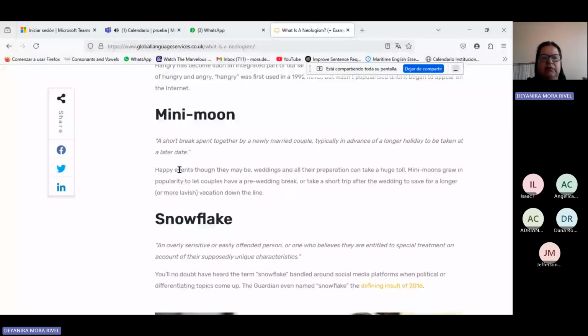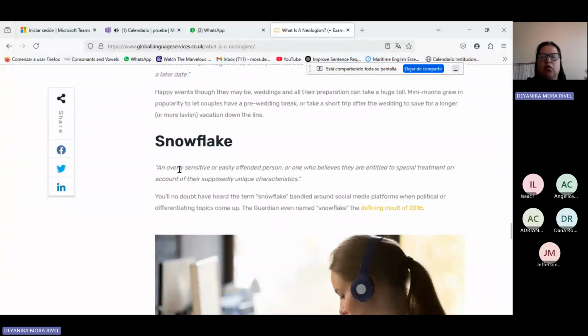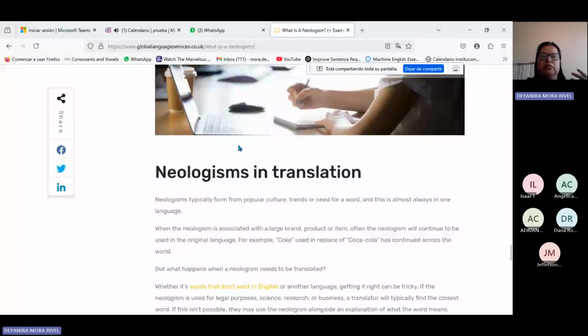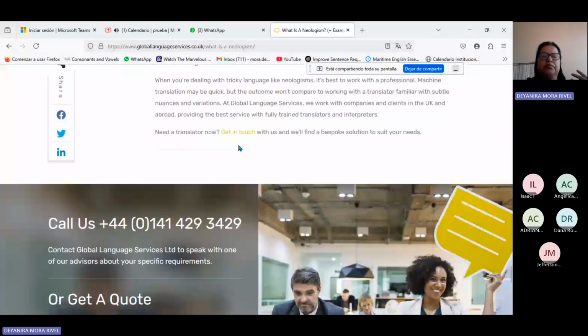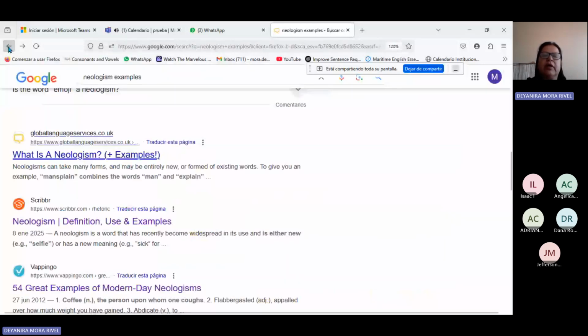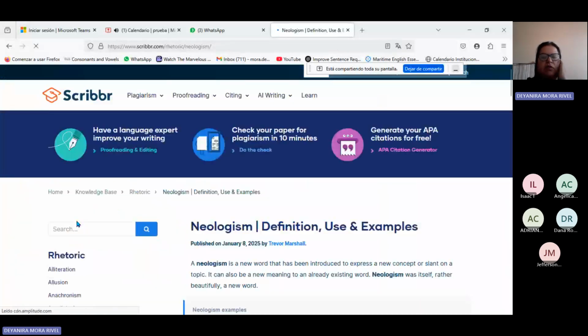A snowflake is a sensitive person, but it has its own meaning that has to do with snow, right? But these are new neologisms, okay, new words that are used and become popular.